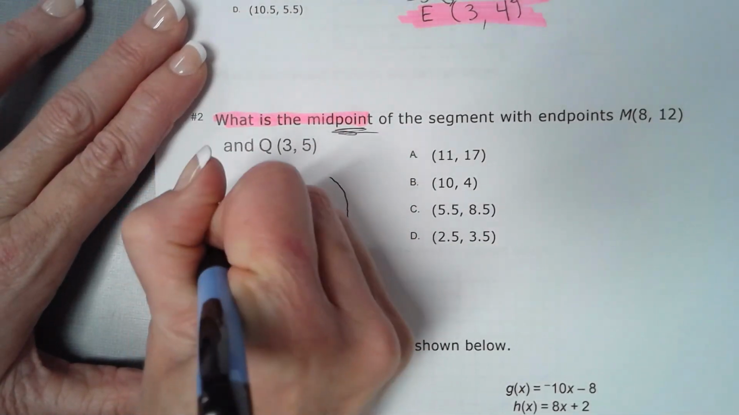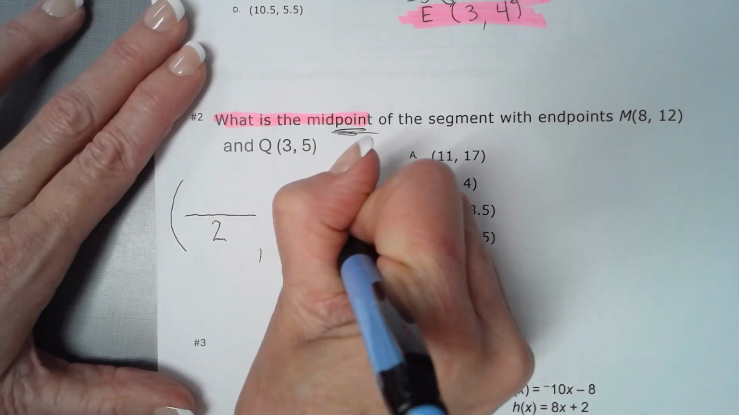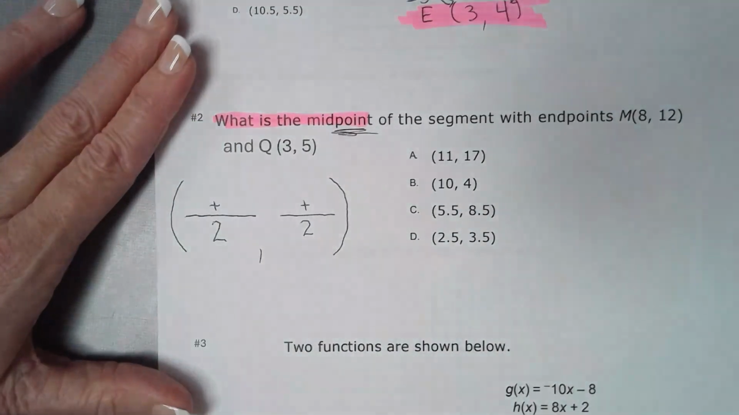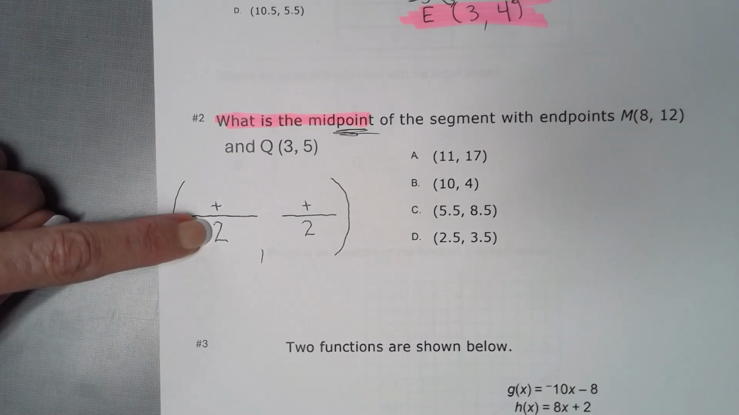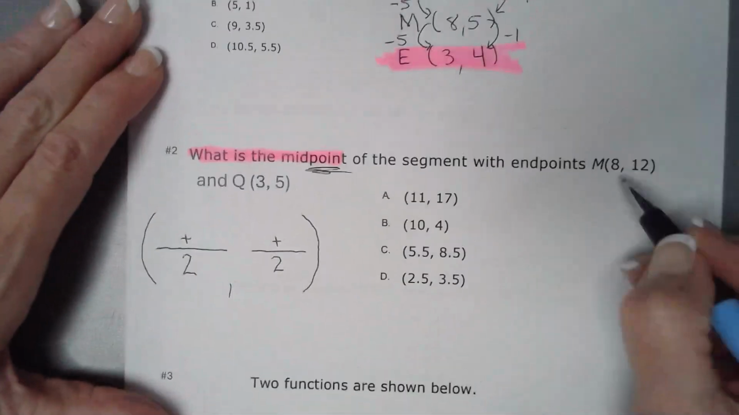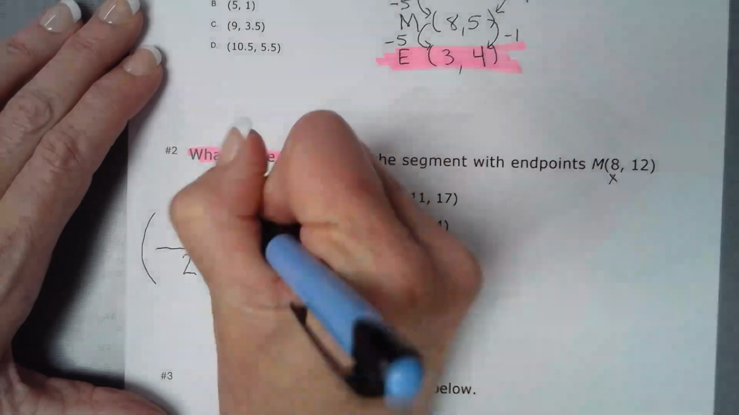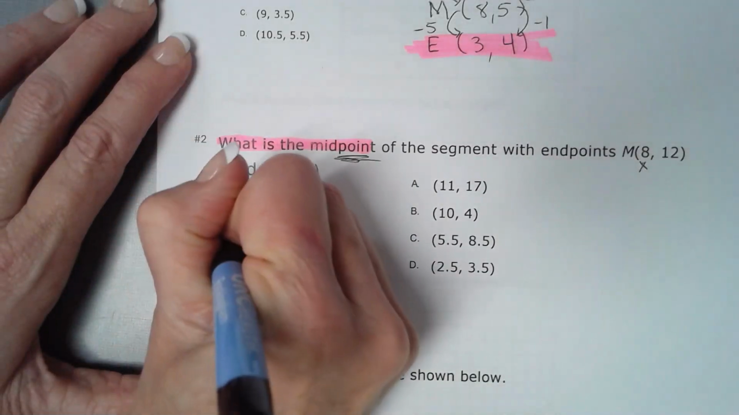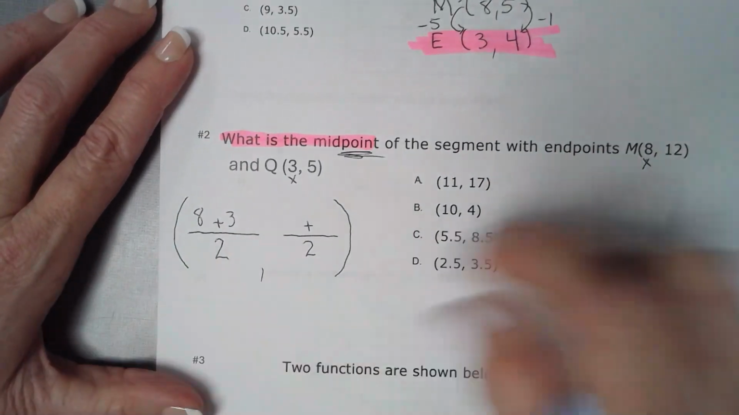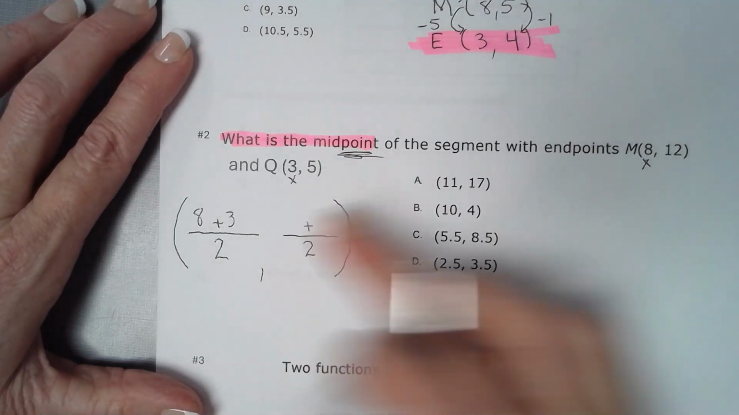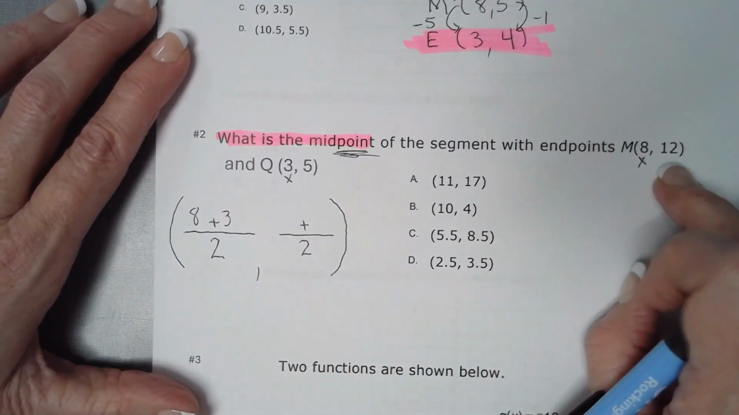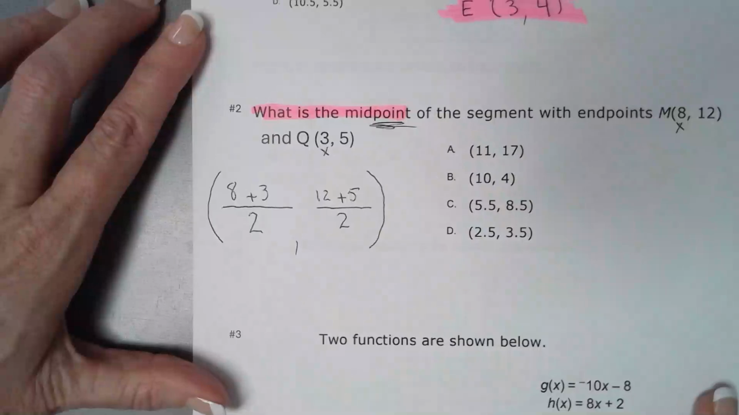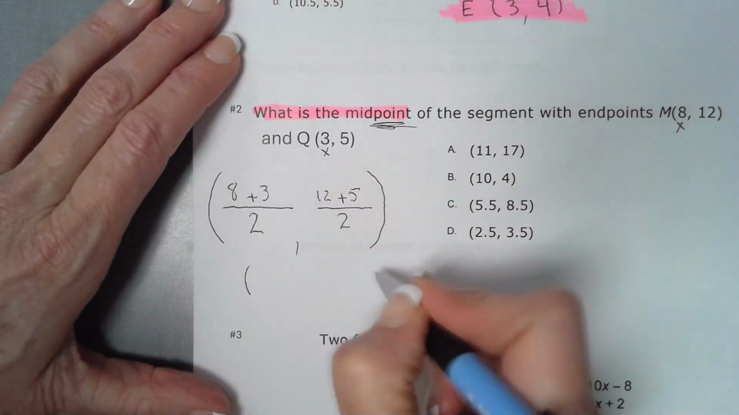The setup is divide by 2, and we're going to add two things together on the top. The first part of an ordered pair is the x coordinate, so I need my x coordinates, 8 and 3, for the first part. So they go here. The second part of an ordered pair is the y coordinates, so I need the y coordinates, 12 and 5. They go here. Now it's just a matter of simplifying.